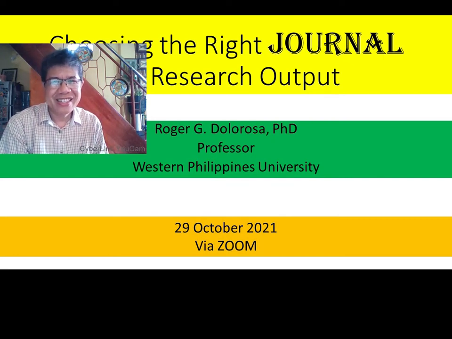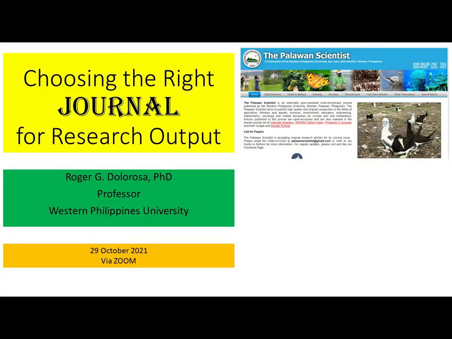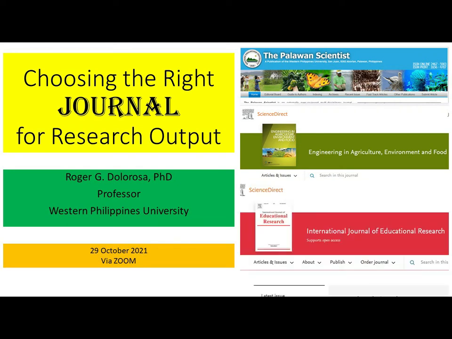Good day, everyone. My topic for today is about choosing the right journal for research output. Choosing the right journal is a bit tricky as there are thousands of online research journals dealing with different disciplines. At the same time, what makes it more difficult, especially for novice researchers, is to fall victim to predatory journals. In the next few slides, I will discuss a bit about predatory and peer-reviewed journals, so please stay tuned.